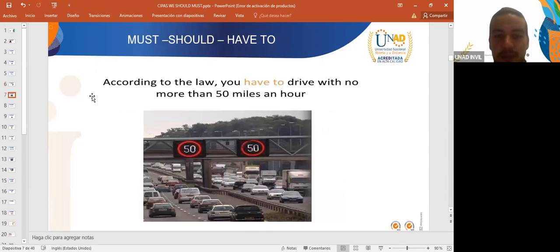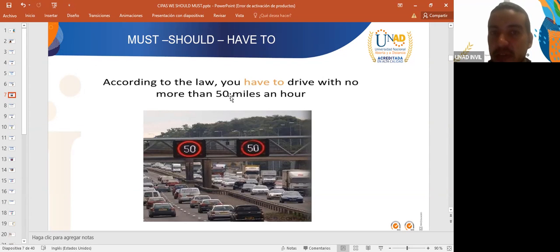Let's continue with the next slide. Another example. According to the law, you have to drive with no more than 50 miles an hour. Okay? Otro ejemplo. En concordancia con la ley o de acuerdo con la ley, tienes que manejar no más de 50 millas por hora. ¿Listo? Entonces, ese es el have to.